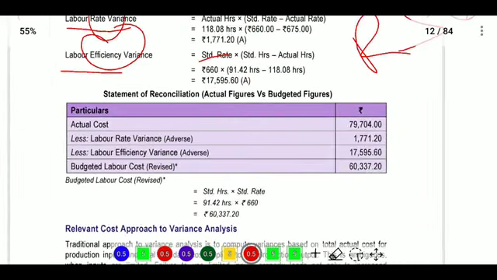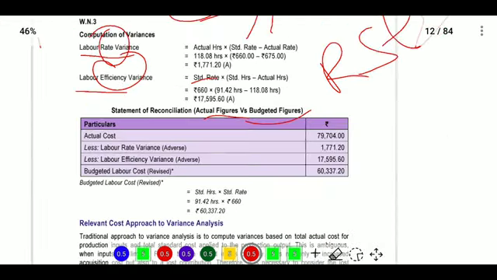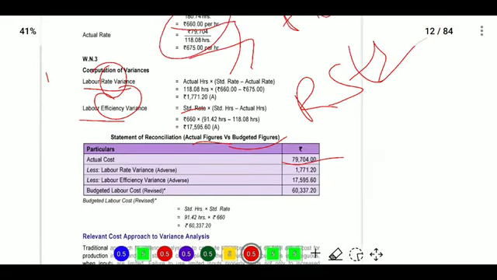Next, the statement of reconciliation, that is actual figures versus budgeted figures. What is their actual that was provided? 79,704. Now what are the variances we have? Both are adverse only. Adverse means unfavorable, which means we need to deduct. 79,704 minus 1,771 minus 17,595, and we will get the budgeted cost, the revised budgeted cost.